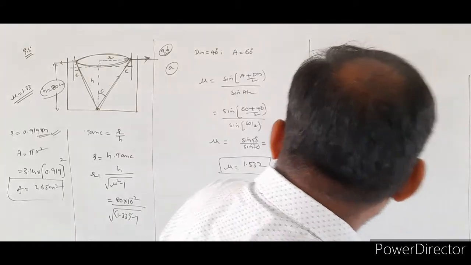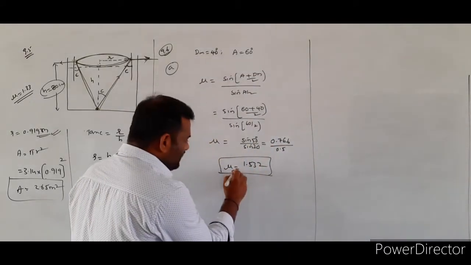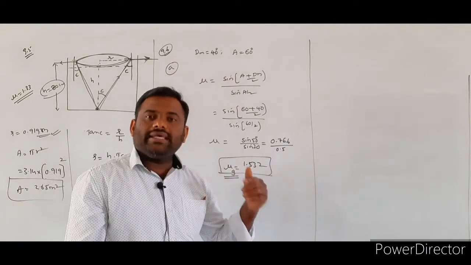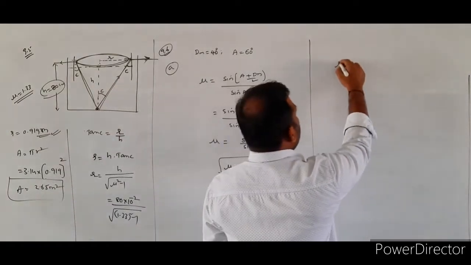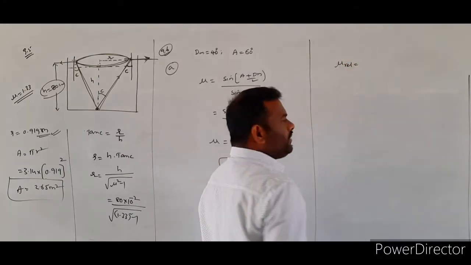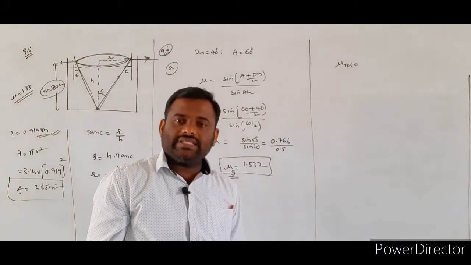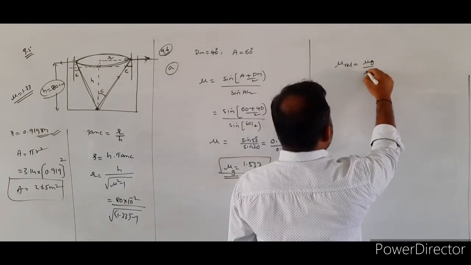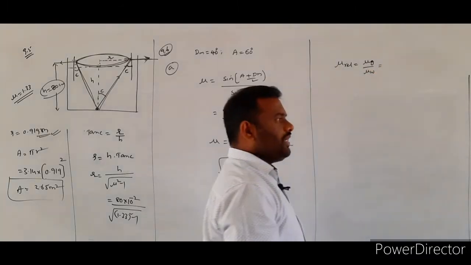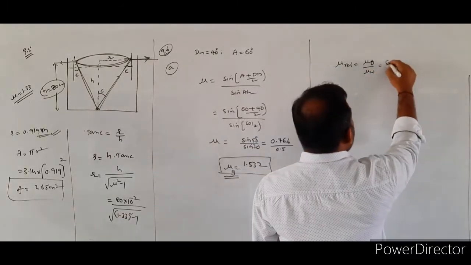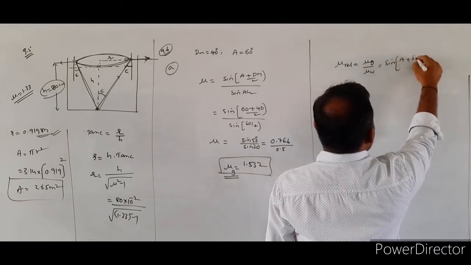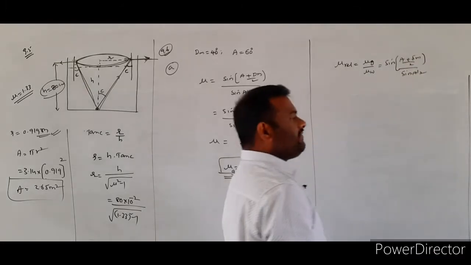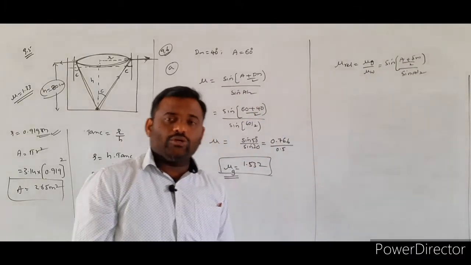See here, the refractive index of the glass is 1.532. Whenever this glass prism is placed in the water, we have to consider mu relative. What is the mu relative? Refractive index of the glass with respect to the water. So mu relative is equal to mu g by mu w. Again the same formula for the refractive index: sine of (A plus delta m) by 2 by sine A by 2.